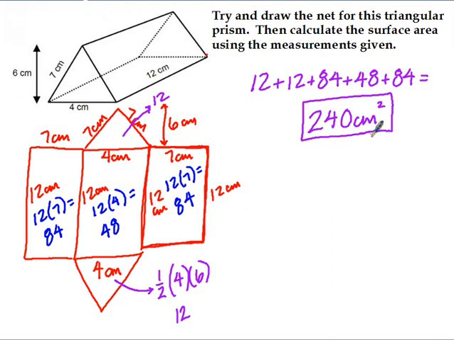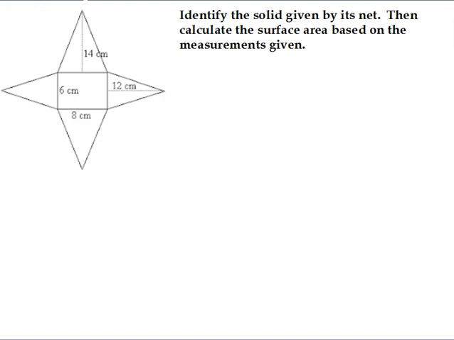Okay, last one. Now this one's a little hard to see. The copier didn't do a fantastic job here, so it might be a little tough for you to see on your notes. But okay, so first we want to identify the solid given by its net. So this solid, again, is going to be a rectangular. It's not square because my rectangle in there has different side lengths. So it's a rectangular pyramid. So those triangles would come up and form a pyramid.